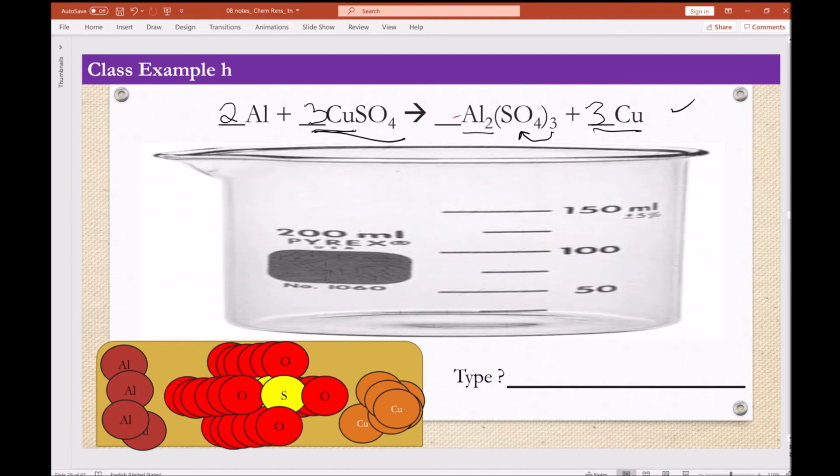Check. What type of reaction has occurred? Well, we'll call aluminum A, copper can be B, and sulfate can be C. Aluminum is A, sulfate is C, and copper is B. So aluminum has displaced copper. Copper is now single, so this is a single displacement reaction.